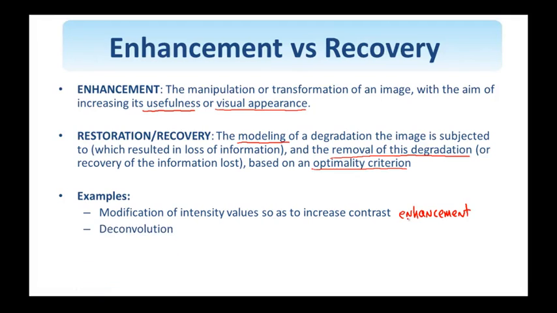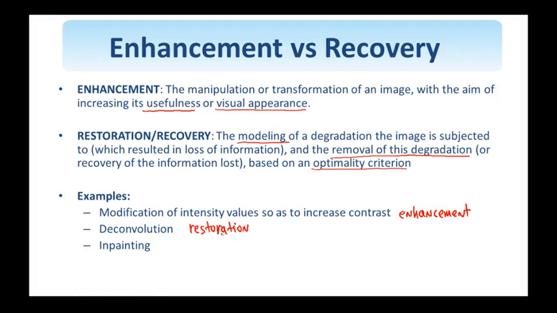The second example is deconvolution. In this problem, the degradation is modeled as the convolution of the original image with the impulse response of the degradation system. So in other words, the degradation system is linear and spatially invariant, as we learned earlier. And the objective is to undo this effect of the degradation system, or deconvolve the image, based on an optimality criterion. So this is therefore certainly a restoration problem.